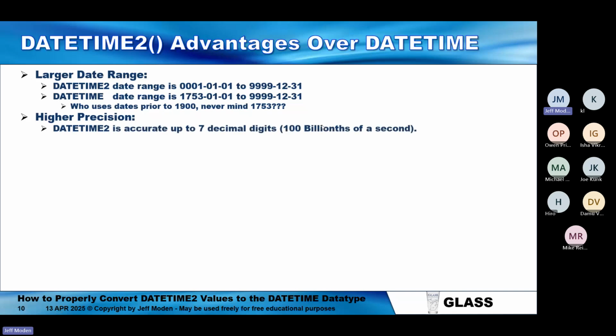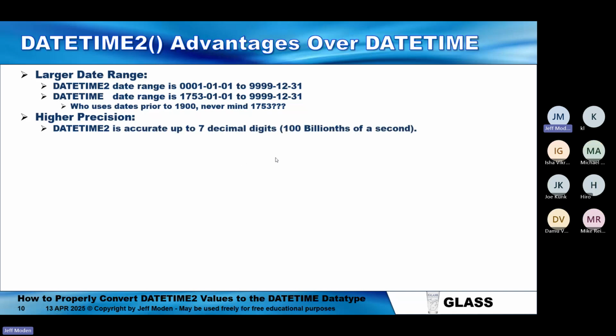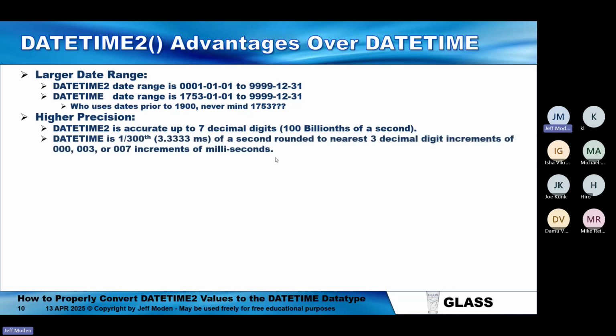Also, DateTime2, higher precision, right? DateTime2 is accurate up to 7 decimal digits. That's 100 billionths of a second, or as they advertise, it has an accuracy to the nearest 100 nanoseconds, which is a billionth of a second. DateTime, it's only accurate to the nearest 1/300th of a second. And to make matters worse, they don't give you 3.3333 milliseconds. They only give you increments of 0, 3, or 7 milliseconds. So we have that secondary rounding problem that we have to worry about.